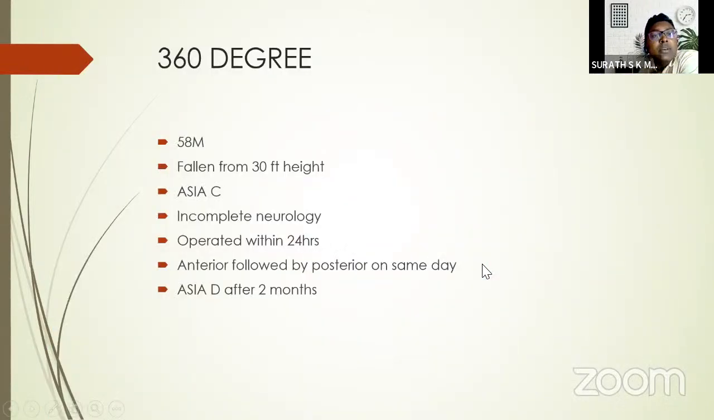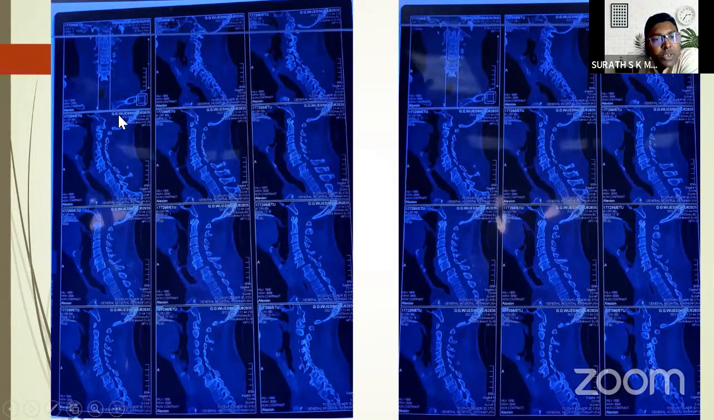So this is another case of 360-degree fixation, 58 years old male, again fallen from a tree, 30 feet height. He was Asia A with an incomplete neurology. So these type of patients, we are happy to operate within 24 hours and do what is mentioned in the guidelines, go for both anterior and posterior on the same day. And he improved. He had an Asia motor score of 2 after 2 months. So you can see C2, 3, 4, 5, 2, 3, 4, 5, 6, 7.